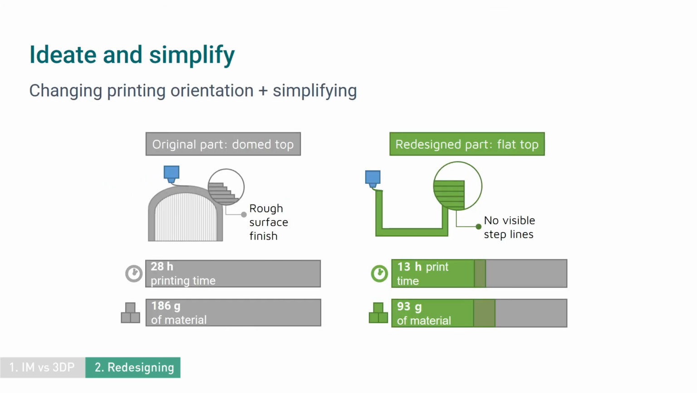Playing with your printing direction, simplifying, and redesigning your part can also make your part easier to print and reduce printing time and material use. For example, the image shows the effects of the printing direction and redesign for a part with a rounded top. The original part on the left is printed upright and has a long printing time, a rough surface, and high material use. The redesigned part on the right has a flat top and is printed upside down, giving a smooth surface and reducing printing time and material use.